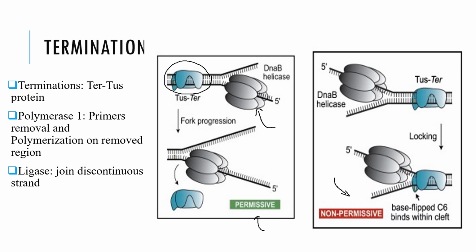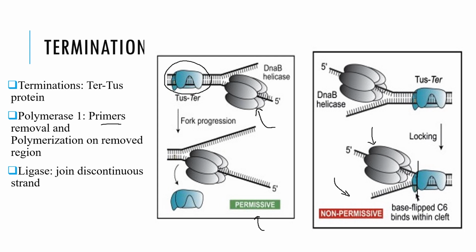When the Ter-Tus protein does not leave the DNA strand, and the helicase enzyme or the DNA polymerase reaches that point, it shows that now you need to stop the DNA replication. After that the DNA replication is stopped, and you can say the process of DNA replication is about to complete because two more things are required. After the termination of DNA replication by the Ter-Tus protein, the next step is the removal of primers.